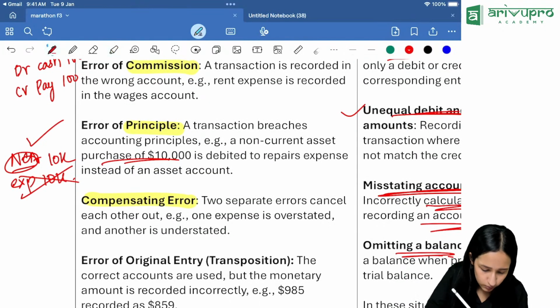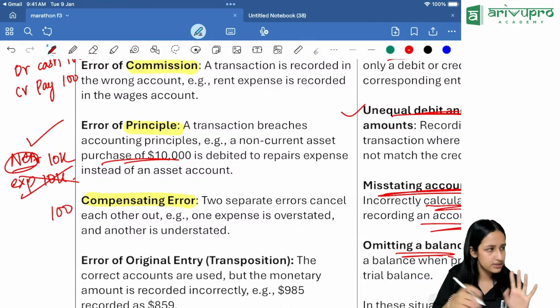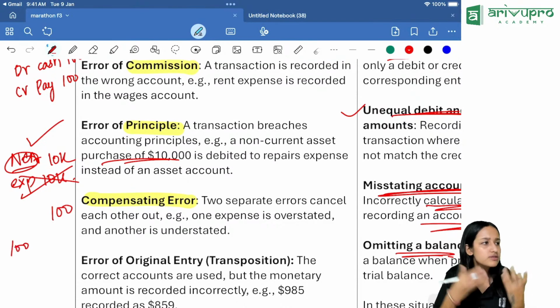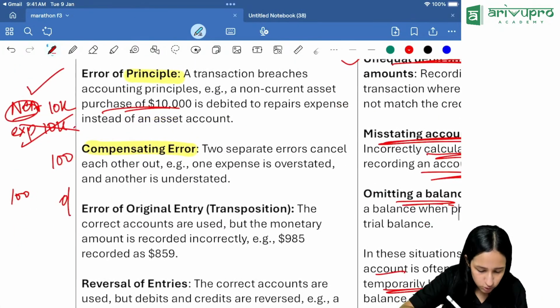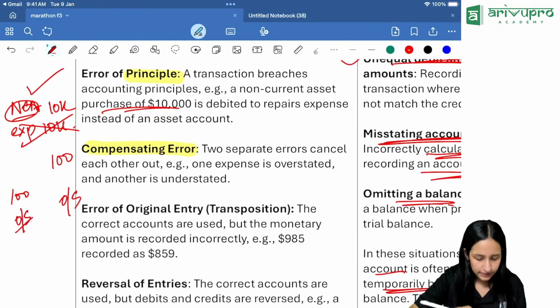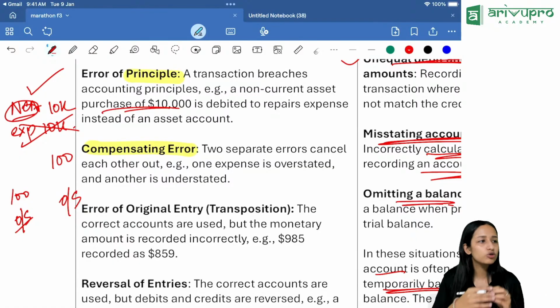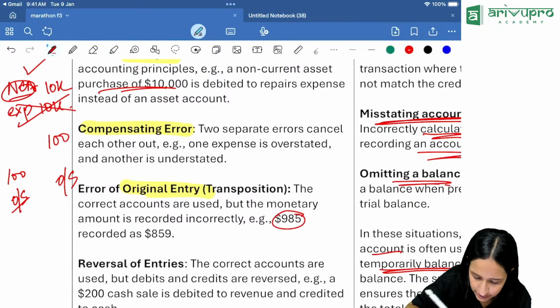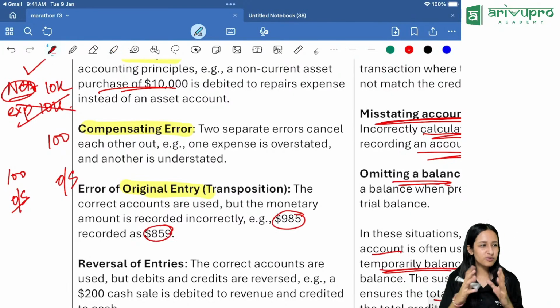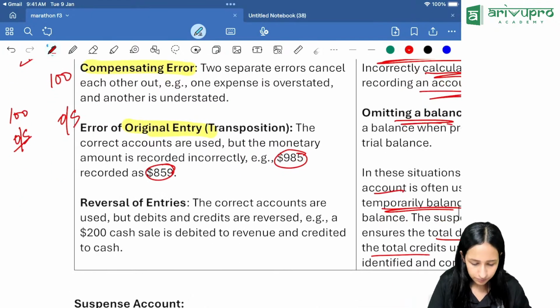Compensating error is like this. One side you put in 100 for some reason, and the other side also just coincidentally happens to be the same. So one side is overstated, this also gets overstated, and it will get compensated that way. It's totally out of coincidence, this one. Error of original entry is something like this. It was supposed to be 985, but you put in 895 just because of small manual errors. Okay.